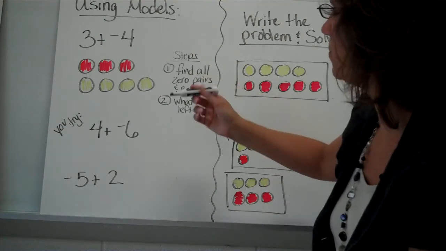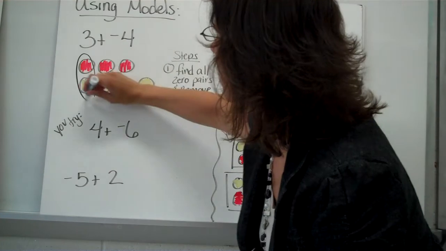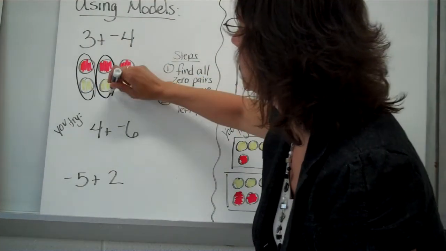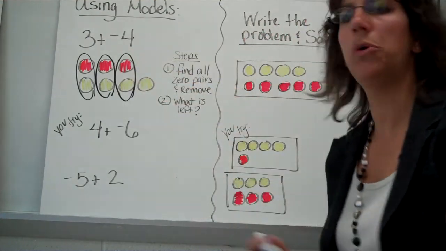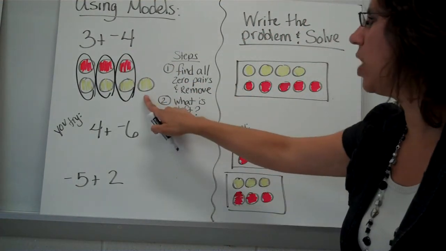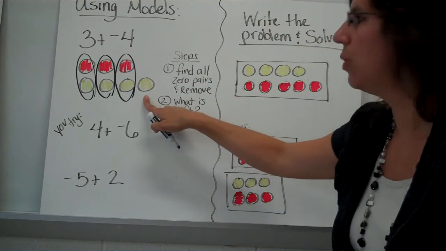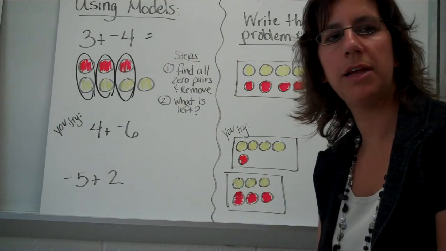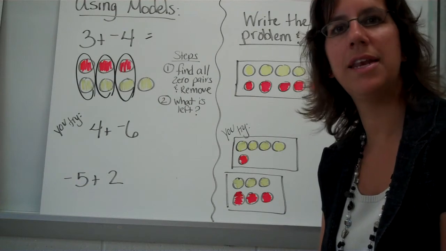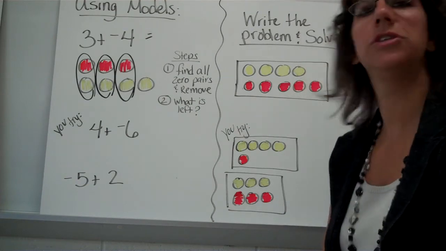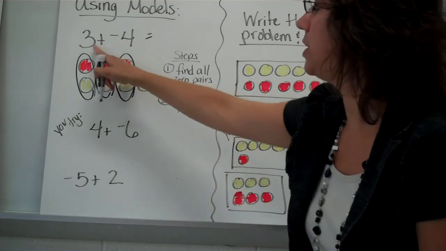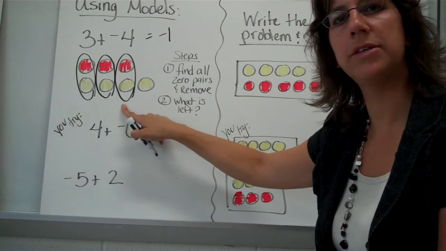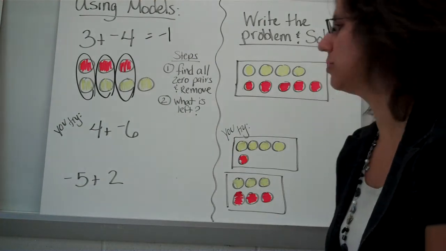All right, so let's group all those zero pairs. We've got a red and a yellow here, here, and here. So what's left? We have one yellow circle left. What does that yellow circle represent? Exactly, it represents a negative one. So our answer to 3 + -4 is -1. After we take all of our zero pairs out, we only have one yellow circle left.